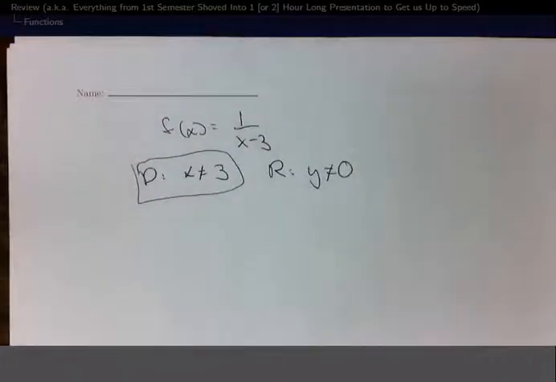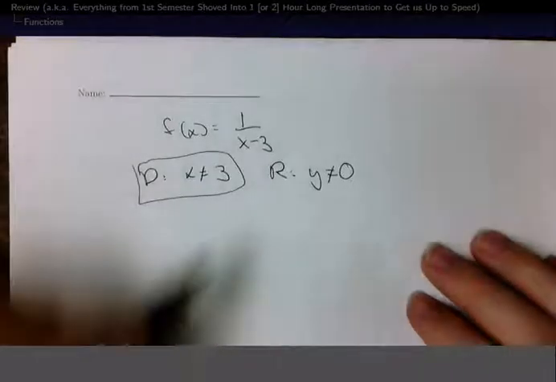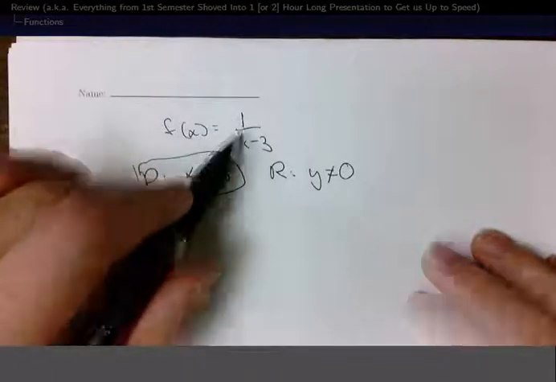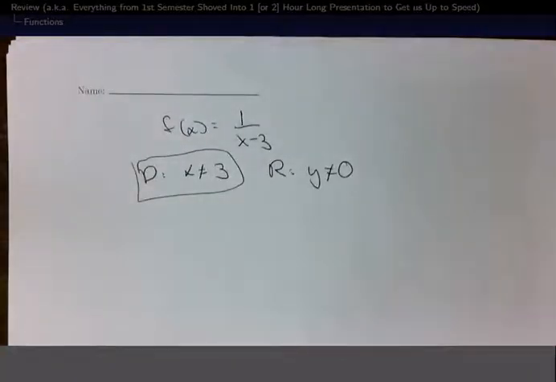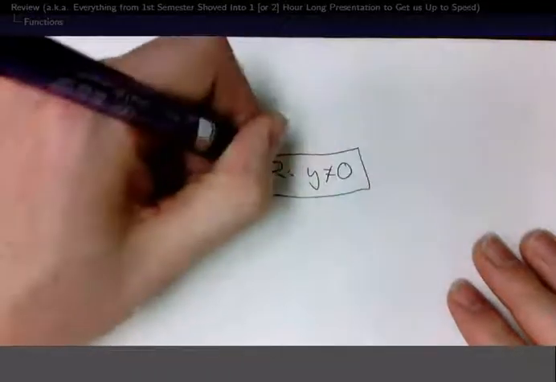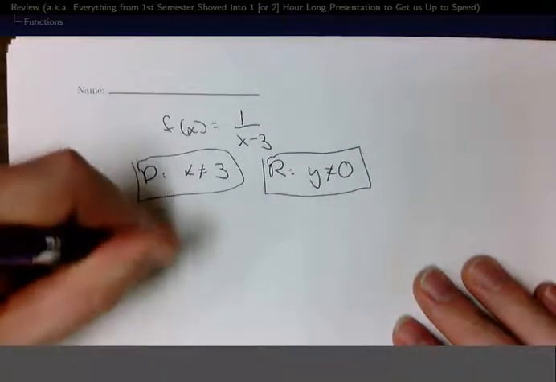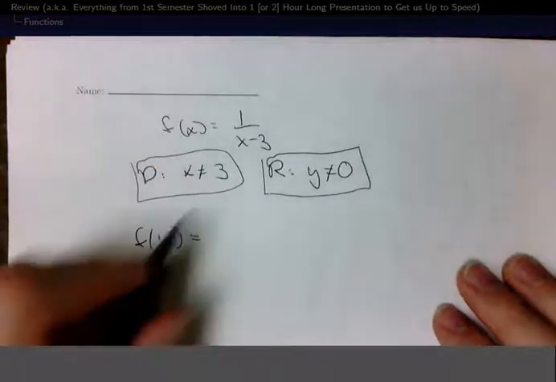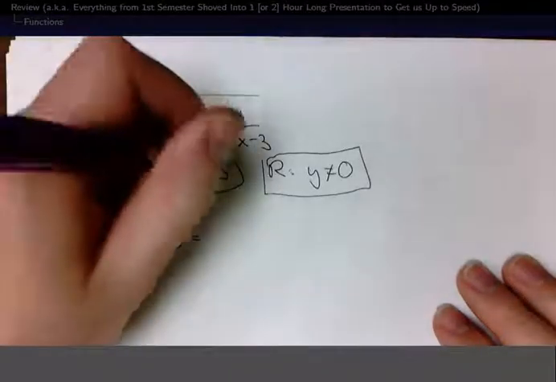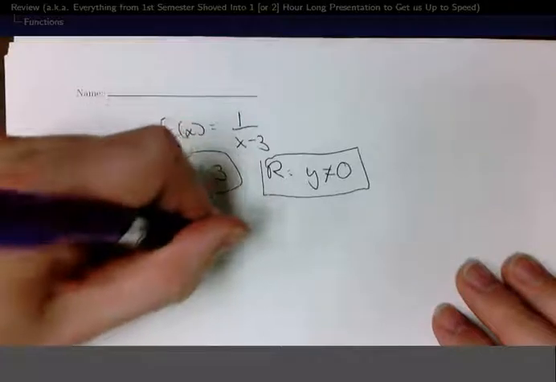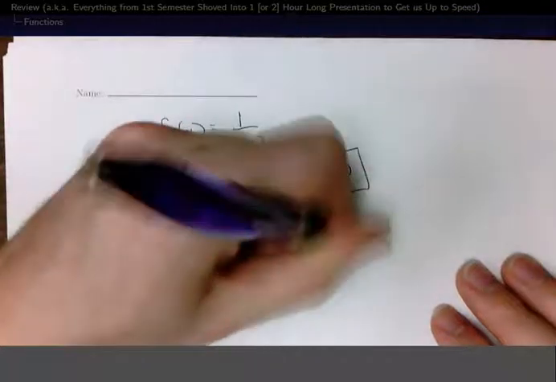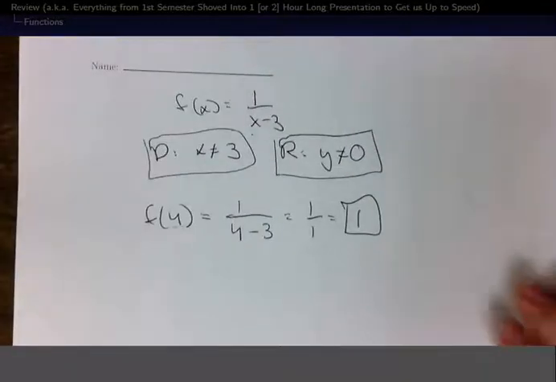But if you're curious, the range is that y cannot equal 0. Because in order for f of x to equal 0, we need to have a 0 in the numerator, and we have just a constant value of 1 there. So the range is going to be y not equal 0. Then we're also asked to find out what f of 4 equals. So to evaluate a function at a certain point, wherever you see an x in your function, you're just going to plug that value in. So here we have 1 over 4 minus 3, which is just going to be 1 over 1, or 1. So f of 4 is going to equal 1 there.